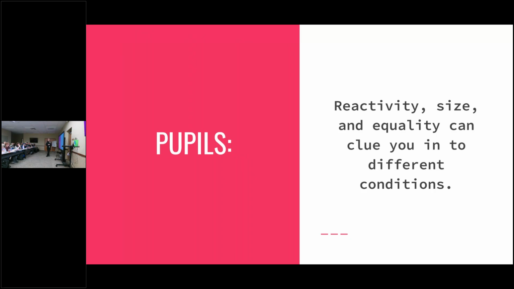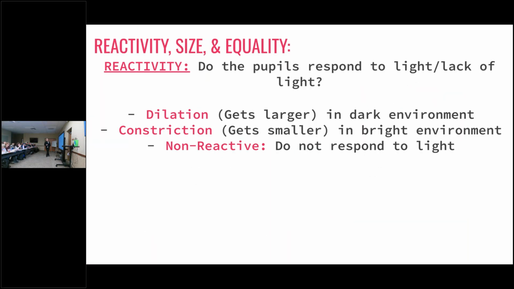Okay. Next is pupils. The reactivity, size, and equality can clue you into different conditions. Reactivity is, do the pupils respond to light or lack of light? When we're in a bright environment, what do our pupils do? Constrict, right? And when we're in the dark, what should they do? Dilate, right? So when we check pupils, we want to make sure they are dilating and constricting appropriately in response to light or lack thereof. If they're non-reactive, there's probably some sort of an issue going on there.